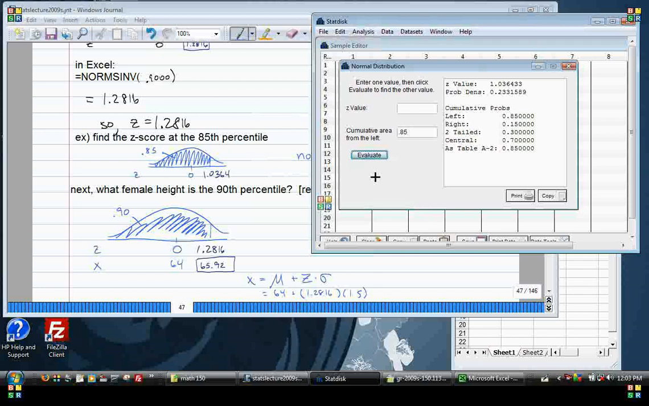What's that? Okay, then use this one. Okay, good. Yeah, a lot of people like using Statdisk because it's easier. Some people like Excel because it can do more. Choice is yours. I have a question.